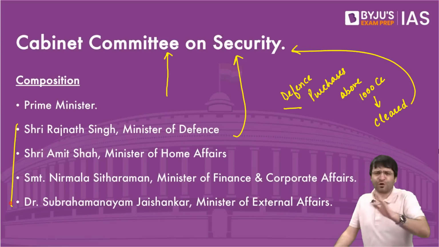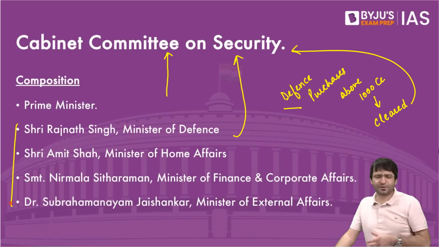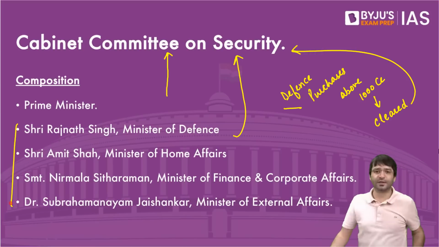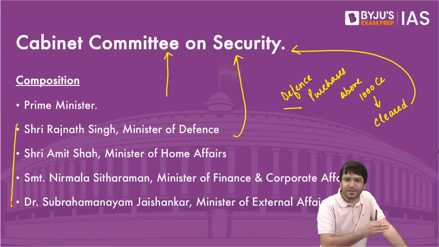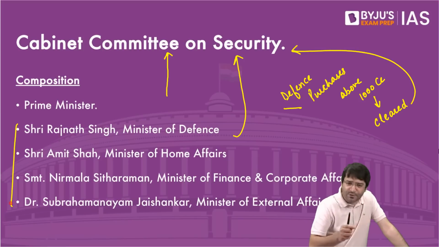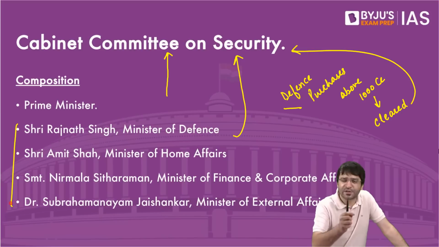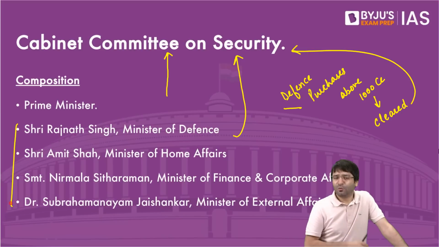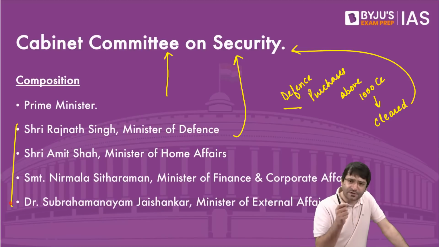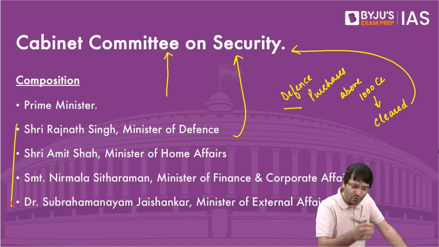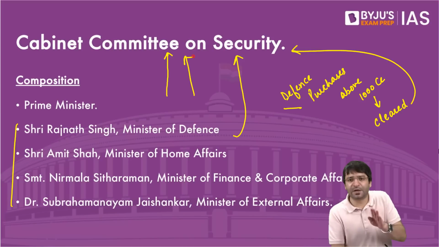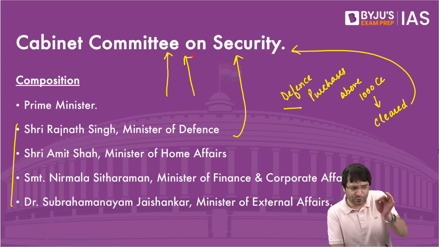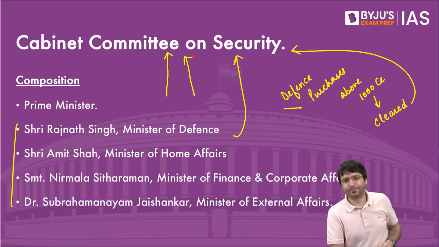But whether that is true or not, we don't have to get into the politics of it. We just have to understand the polity of it. And for that, we need to know that there is Cabinet Committee on Security, headed by the Prime Minister, 4 top ministers. What is their job? The job is to review the security situation of this country. What is their purpose? The purpose is any defense purchase worth 1,000 crore or more should be approved by this Cabinet Committee on Security.